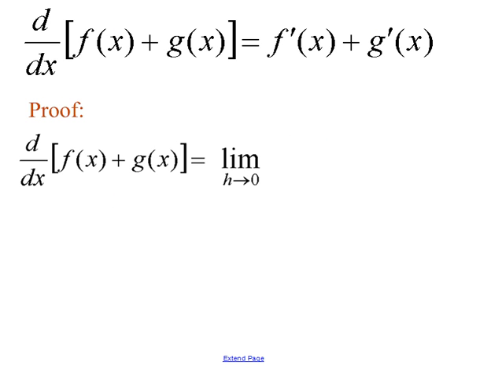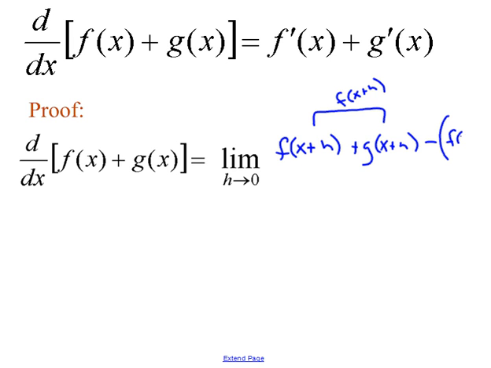The other rule we have is that if we're taking the derivative of the sum of two functions, we can look at that as the derivative of one function plus the derivative of the other function. All right, let's prove this. Using my definition, everywhere there's an x, I put an x plus h. So this is f of x plus h right here. Then minus f of x. In this case, f of x is f of x plus g of x.